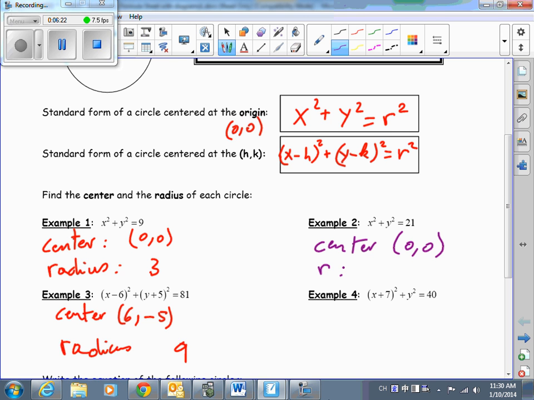How did we get this radius from 9? From 9, how did we get 3? You square root. So what would be the radius here? Square root of 21. You can't do anything more, 21 is 7 times 3. You can't break it down. Square root of 21.